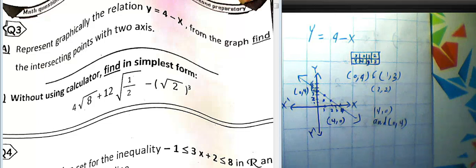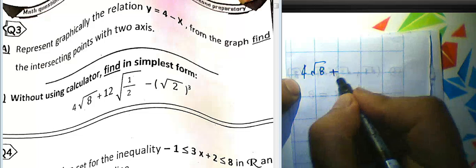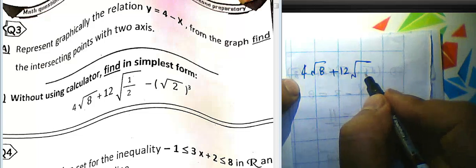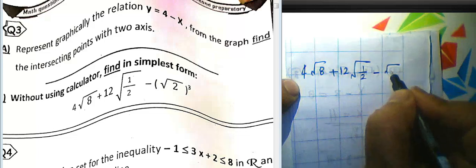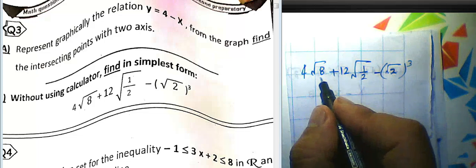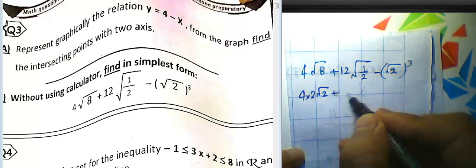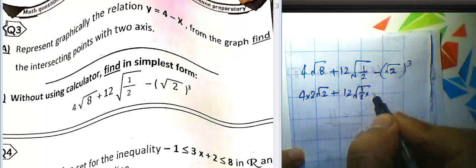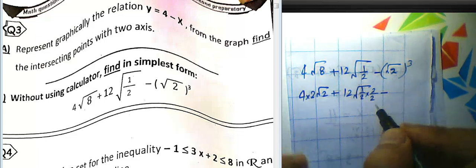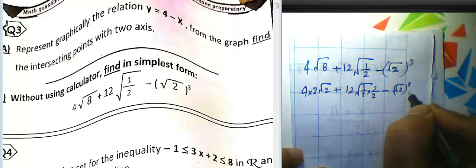Question number B. Without using a calculator, find the simplest form for this expression: 4 multiplied by root 8 plus 12 square root of 1 over 2 subtract root 2 to the power 3. We know root 8 equals 2 root 2, plus 12 multiply root 1 over 2, multiply 2 to numerator and denominator to simplify it. Root 2 cubed means root 2 multiplied by itself 3 times, or we can write root 2 to the power 2 multiplied by root 2.